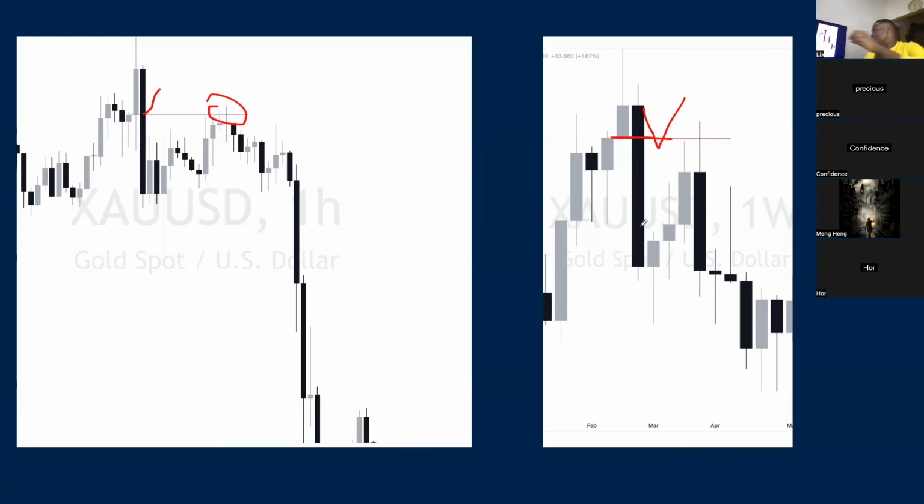And look at the significant break. What is a significant break? A significant break is when the break is done by a very big, very large candle. So this is a significant break. When you have this, you know that we are not going up, we are coming down. So what happened? Price came back and boom, touched it.